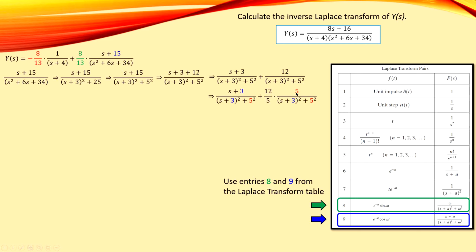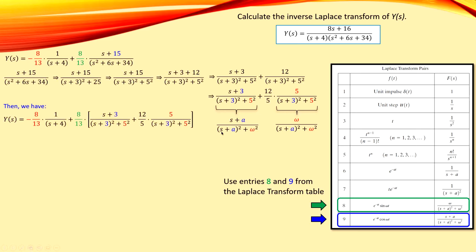So as you can see, we now directly have what is the omega and what is the a for this second term also. The first term is clear using entry 9, and the second term is also doable using entry 8. And this is just a factor, so you can place it in front and multiply the result. So this will result in entry 9 and this will result in entry 8.